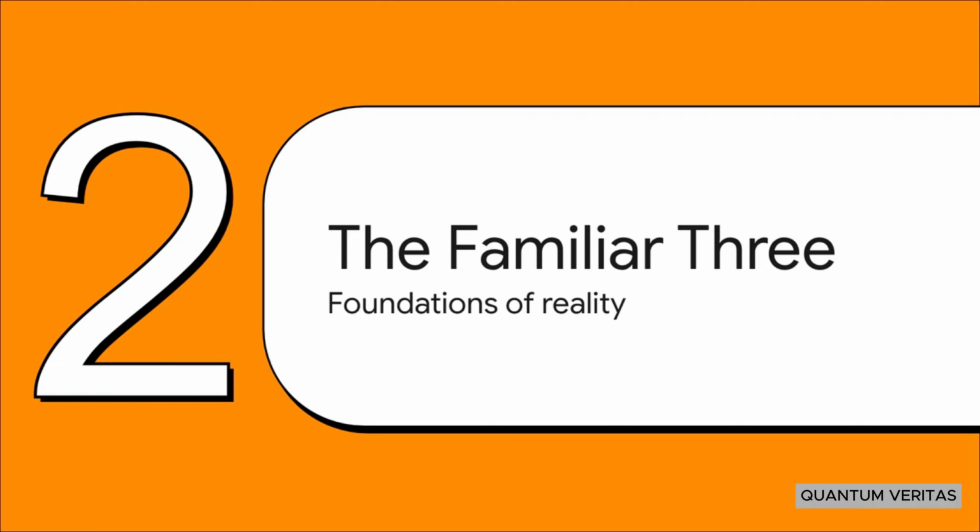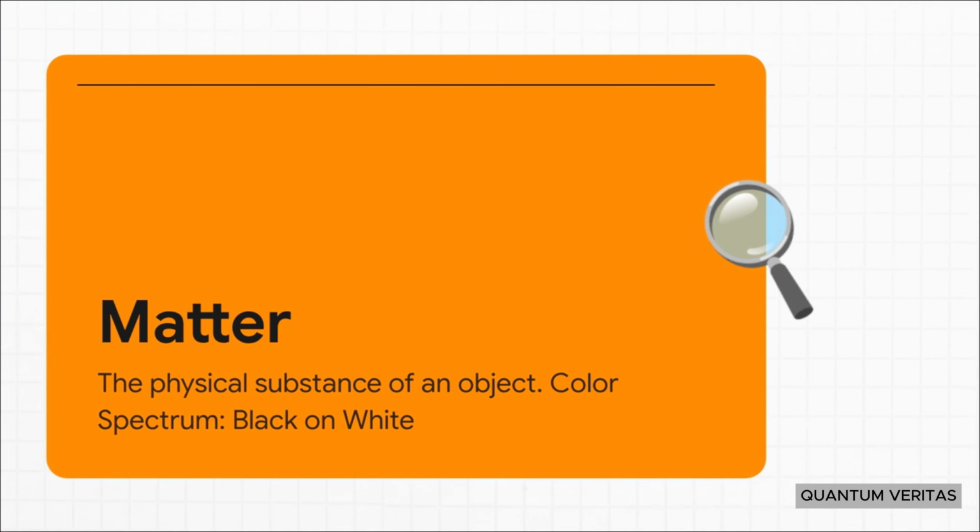So let's start with the first 3, because these are the ones we're all pretty familiar with. You could say they're the foundations of reality, as science has understood it for centuries. First up, you've got matter. Pretty simple, right? It's the physical stuff of an object. What's interesting is the source assigns each element a symbolic color pairing. For matter, it's black on white, which really signifies that idea of pure substance.